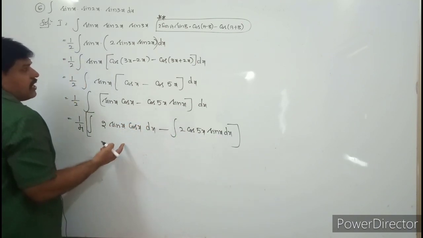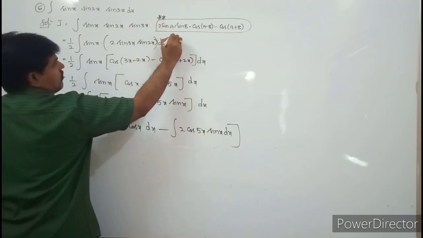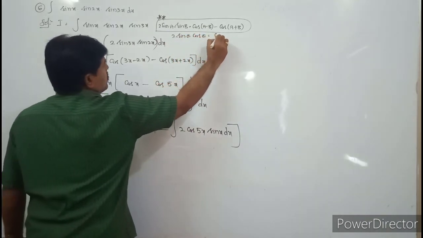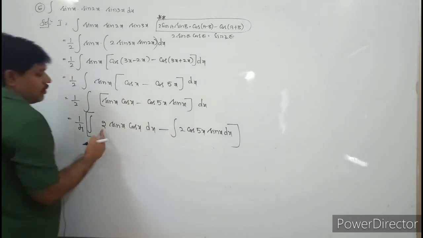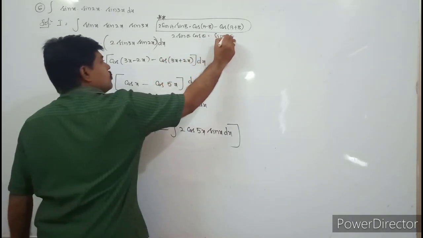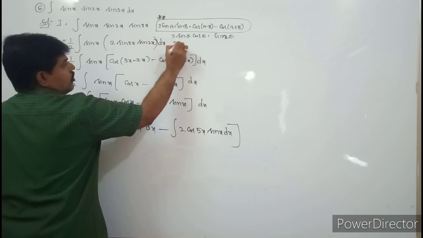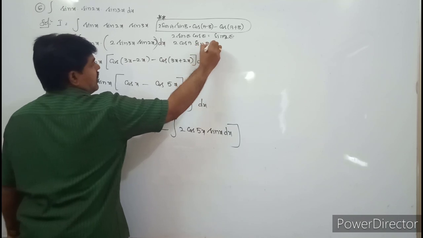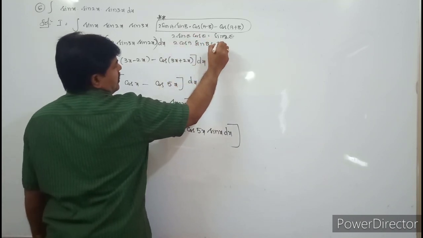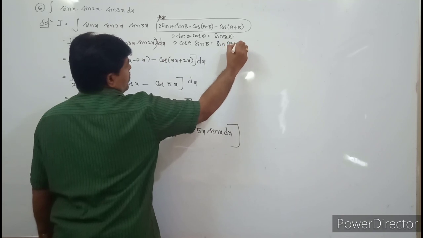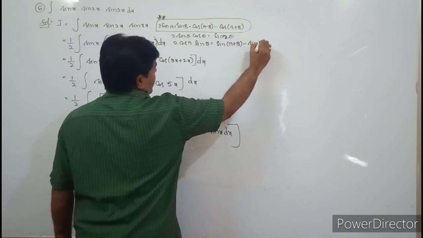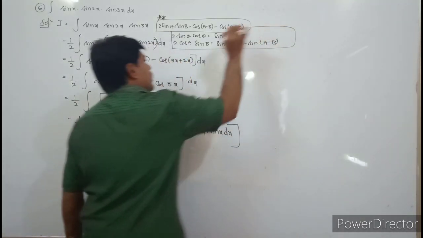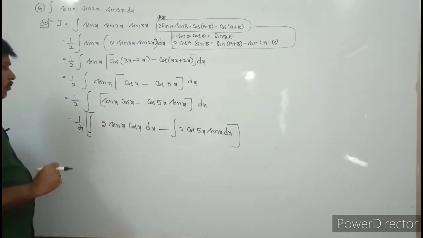So what are the formulas here? I am writing the formulas once again. First one is 2 sin theta cos theta, it will become sin 2 theta. And once again, the other formula is 2 cos A sin B. What is 2 cos A sin B? That is nothing but sin of A plus B minus sin of A minus B. Use these two formulas here. What will we get, students?